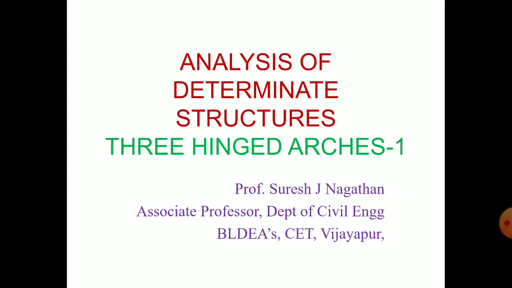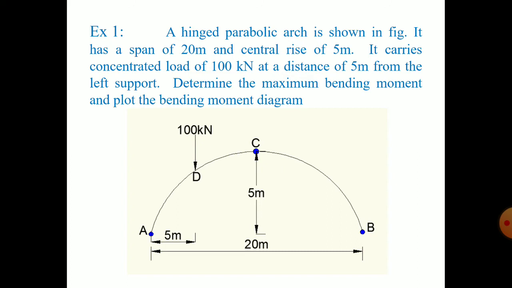First problem we'll take. The problem statement: a three-hinged parabolic arch shown in the figure has a span of 20 meters and a central rise of 5 meters. It carries a concentrated load of 100 kilonewton at a distance of 5 meters from the left support. Determine the maximum bending moment and plot the bending moment diagram.